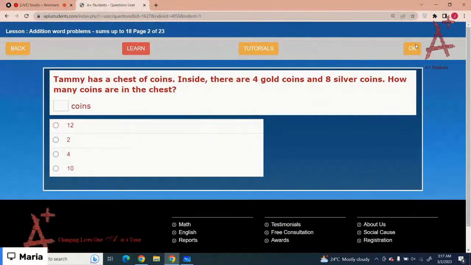The next one is: Temi has a chest of coins. Inside, there are 4 gold coins and 8 silver coins. How many coins are in the chest? So you have to calculate the total in the chest. Got it? Whenever you have to calculate the total, that means you have to add. So start with 4 plus 8.